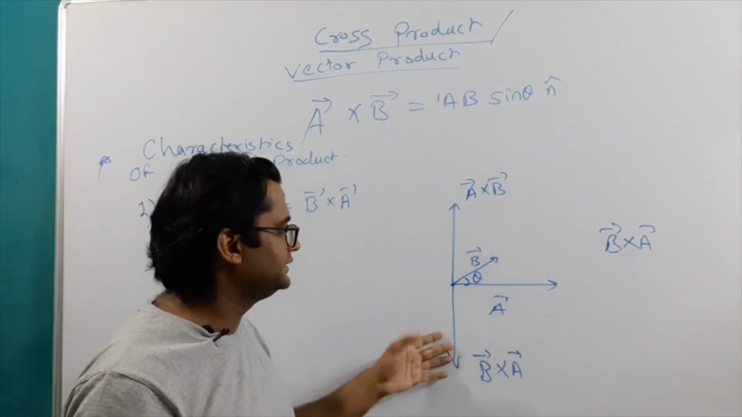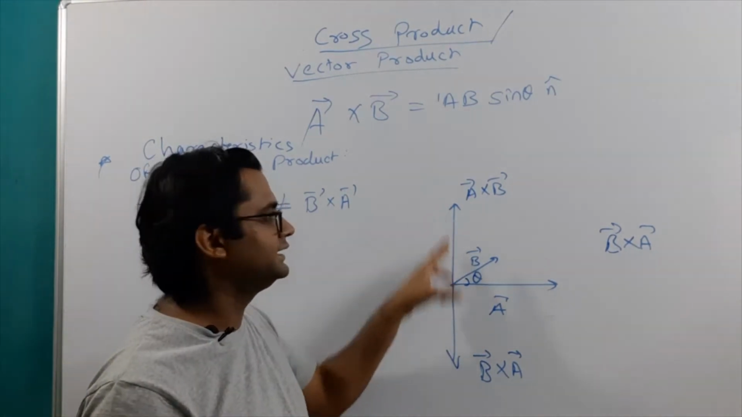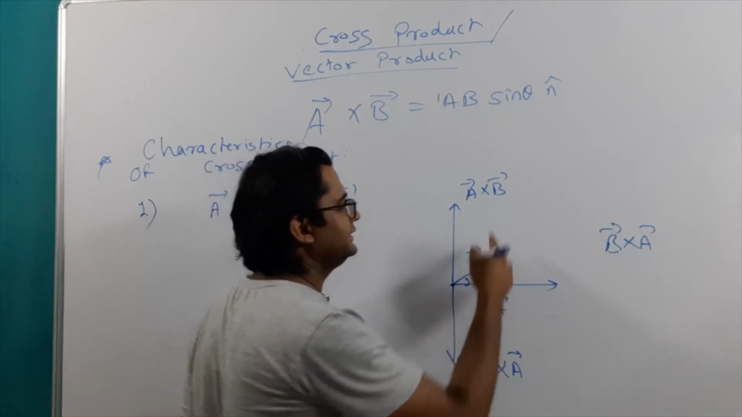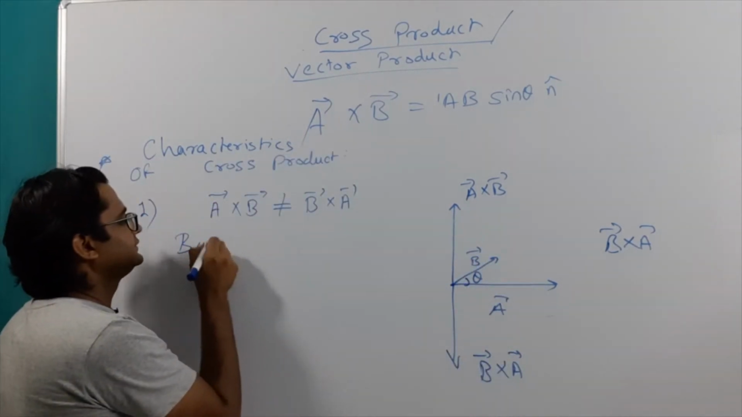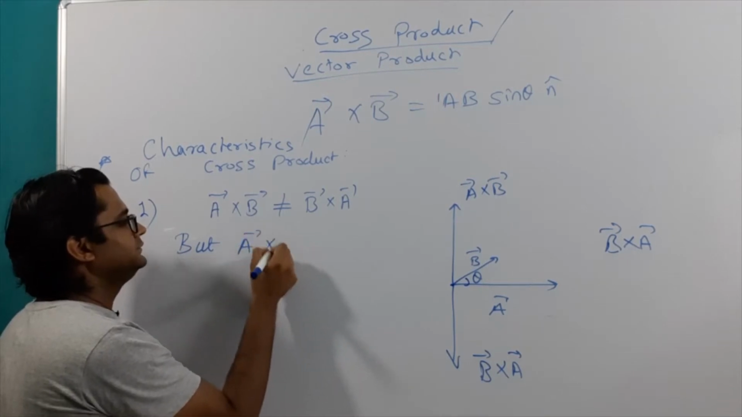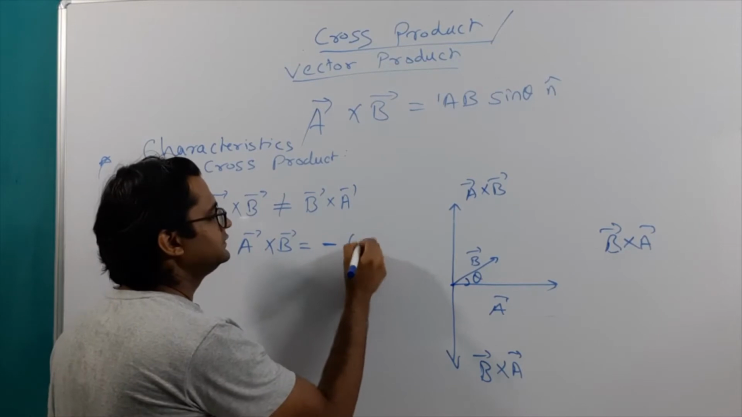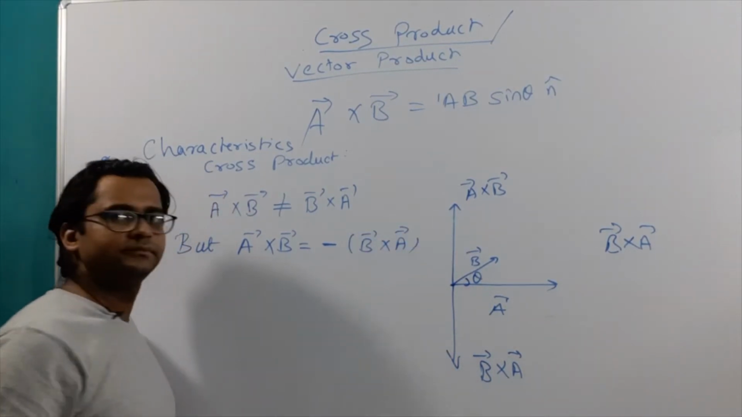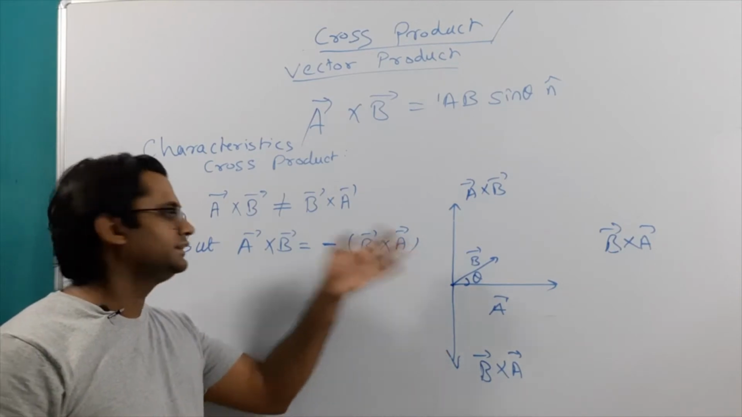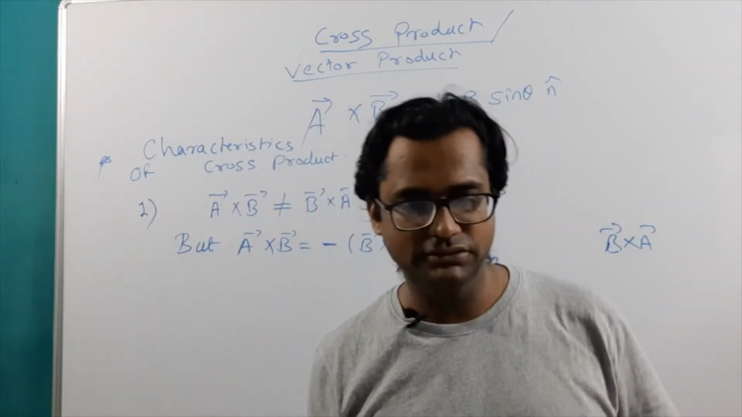What is the meaning of this? These two vectors have the same length, same magnitude, but their directions are opposite, so we can say these are negative vectors. Here we can write a bar cross b bar is actually equal to minus of b bar cross a bar. Since they are opposite, they are negative vectors of each other. Is the first point clear to you?